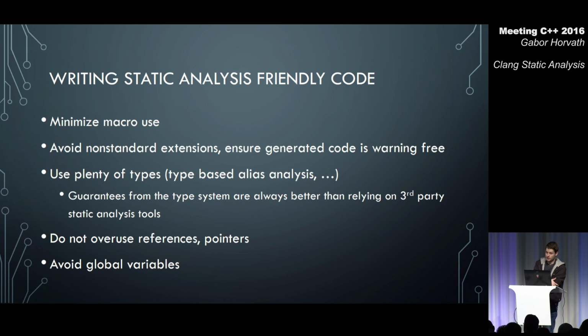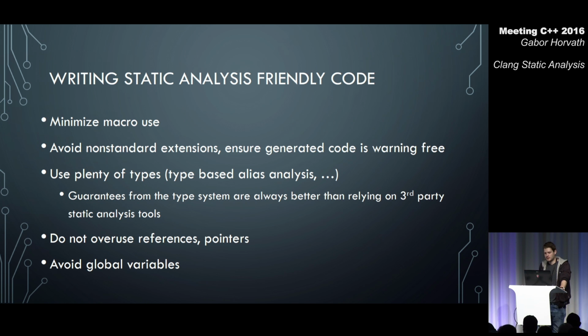So finally, let's talk about how to write static analysis friendly code and why you want to do that in the first place. One of the best ways to make your code static analysis friendly is to minimize macro use, because refactoring tools like Clang-Tidy cannot safely rewrite code that is the result of some macro expansion. So if you want your code to be easy to transform, then it is good to minimize macro use, and you might also get code that is easier to understand.